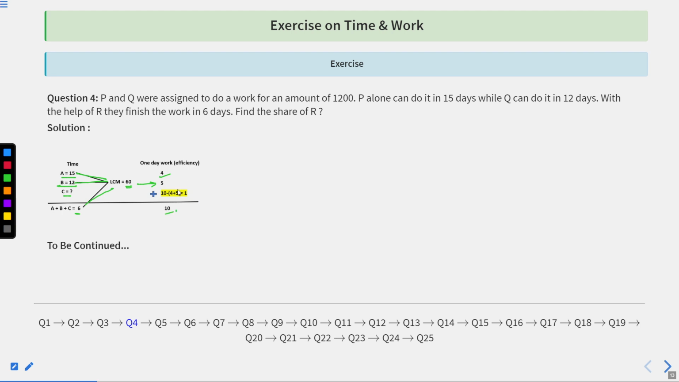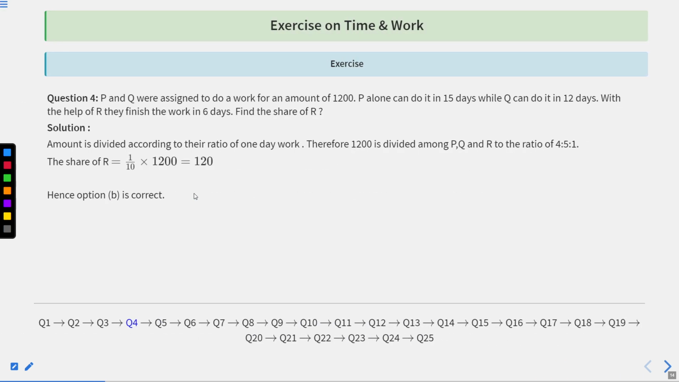So the combined is 10, for A it is 4 and for B it is 5. Then 10 minus 4 plus 5 will give you the work efficiency of C, that is 1. The amount is divided according to the ratio of one day work. Therefore, 1200 is divided among P, Q and R in the ratio of 4 is to 5 is to 1. The share of R is equal to 1 upon 10 into 1200, that is equal to 120. So the correct option here is option B.